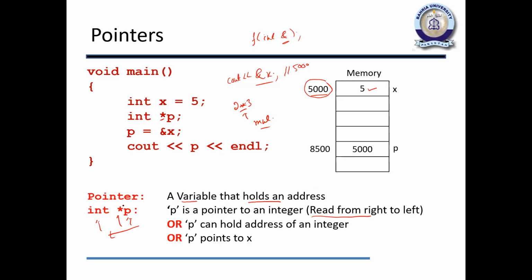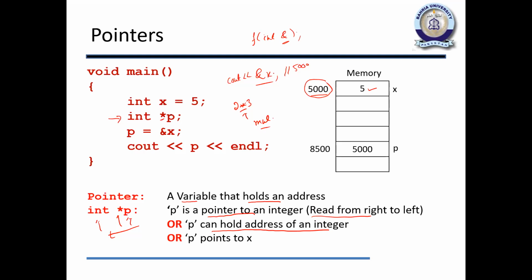And if this does not make sense to you, what does it mean, p is a pointer to integer? A simpler way is to just define what a pointer is. You can also read it as p is a variable which will hold the address of an integer. This is the simplest way you can explain what this statement is. P is a variable which will hold the address of any integer.